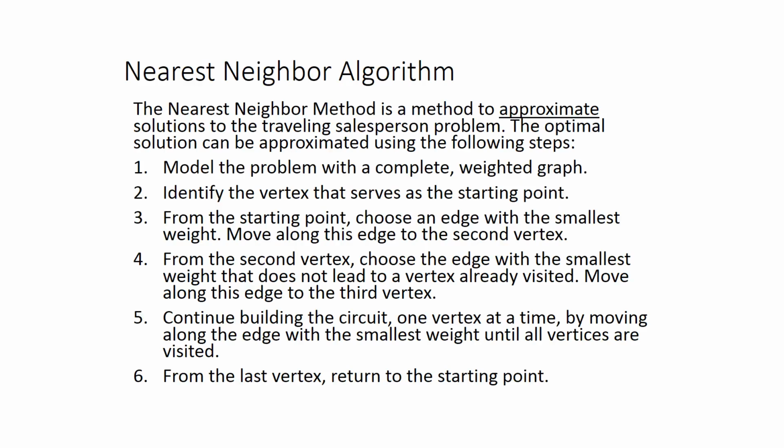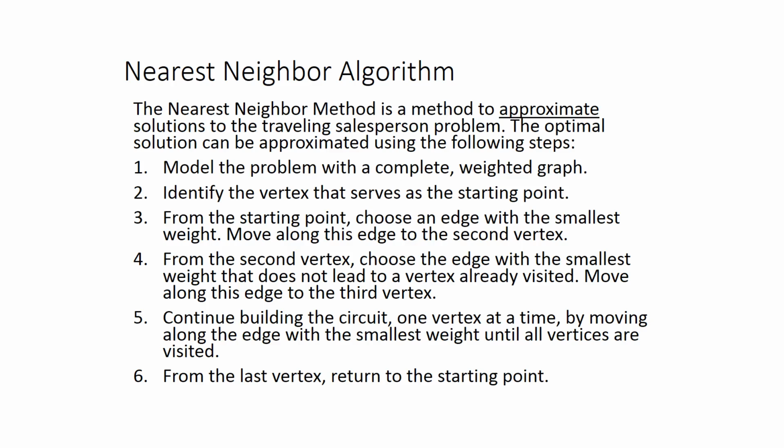So then we need some good approximation methods, and we will look at two of these. One is the nearest neighbor algorithm. These are the steps that we're going to use to find the optimal solution. We'll model the problem with a complete graph, identify the vertex that serves as a starting point. For these problems, it will tell you where to start for the nearest neighbor. From the starting point, choose an edge with the smallest weight that's connected to your starting vertex.